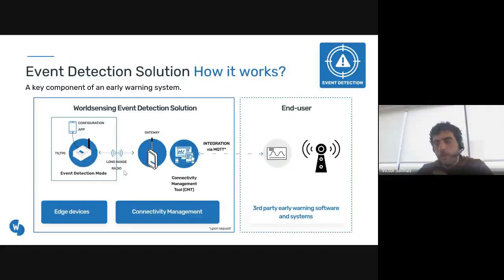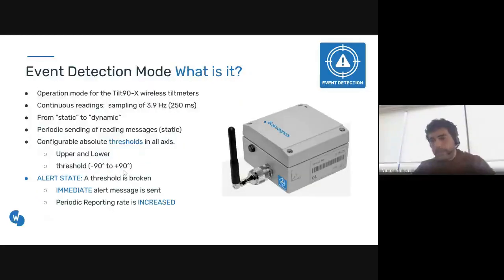And how does the event detection solution work for Worldsensing? It works like this. It's the same that Àngela presented before with the different networks we have. But in this case, we are using the same box of the tilt meter that is used in the static acquisition, operating under the so-called event detection mode. Instead of having our node or our sensor reporting information in a static way, every hour or every 2 hours, we are changing this behavior and migrating to the dynamic. This means we are sampling continuously at 3.9 Hz.